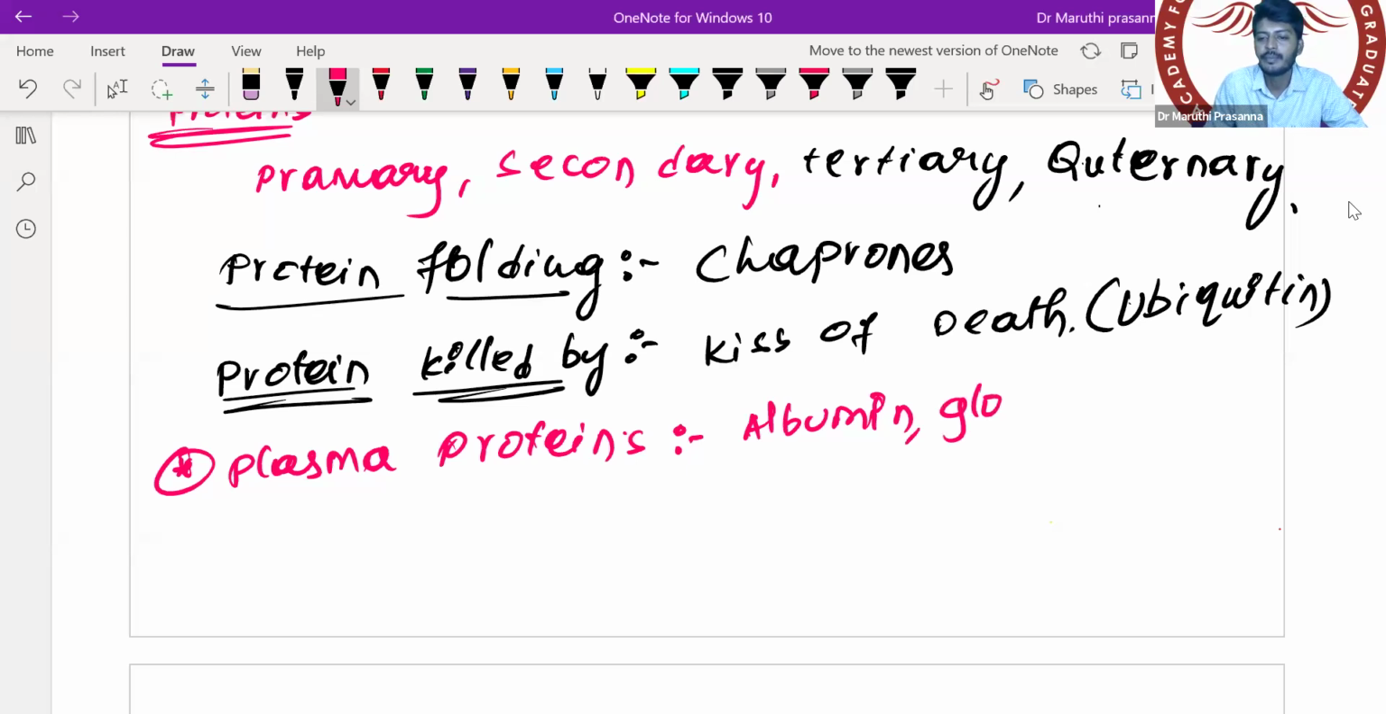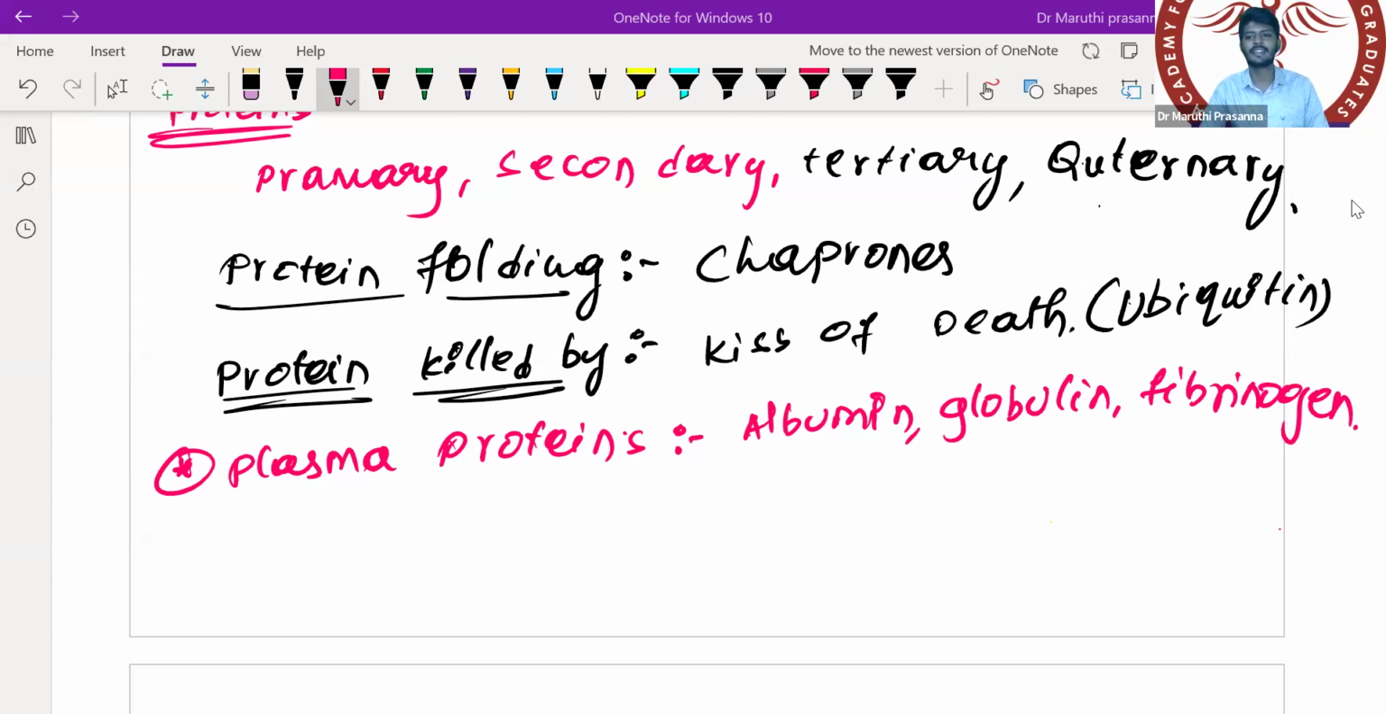Then we have globulin and your fibrinogen. All of them are your plasma proteins. So albumin, globulin, fibrinogen, all of them are your plasma proteins. There are a lot of them, such as ceruloplasmin. Then we have, for example, protein C, protein A.